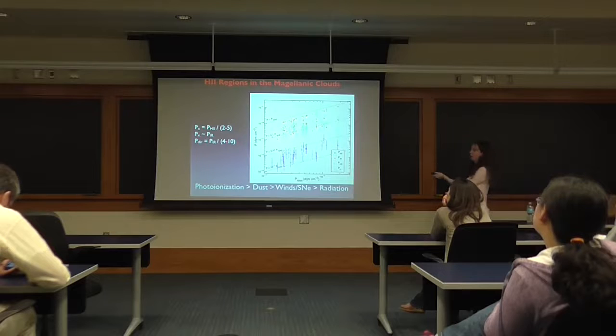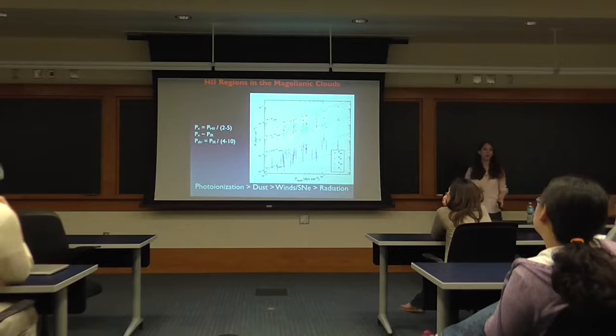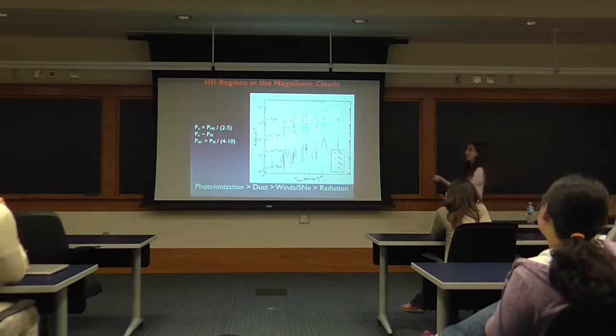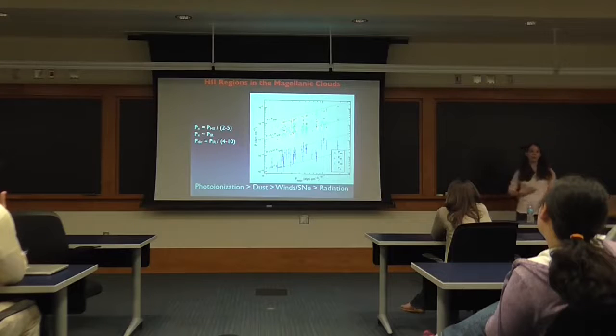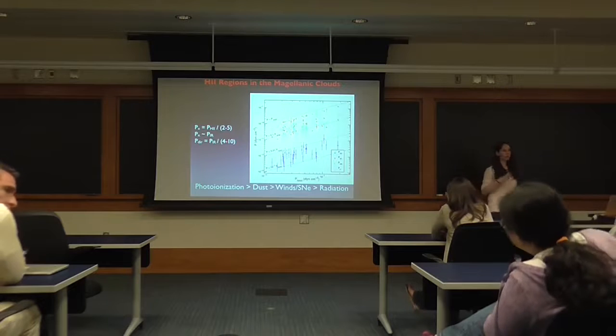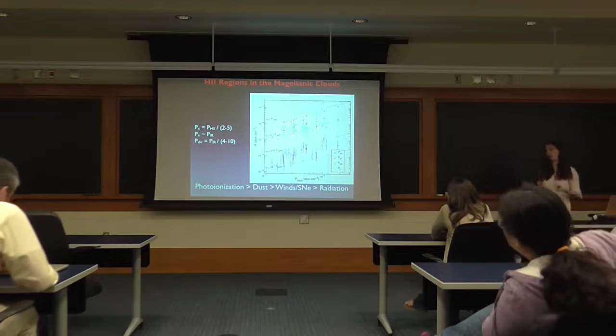Then you have the dust and the X-ray, which are contributing about 10% to the total pressure. So factors of several below what you get for the warm gas. And then in last place, we have the direct radiation, which is only contributing about 1% to these regions. So you can see that's the trend that we get, that the photoionization dominates, then the dust and the winds and supernovae contribute, and then the radiation not so much. And the beauty of doing this for lots of sources is we can begin to compare and contrast them and try to see what the trends are.